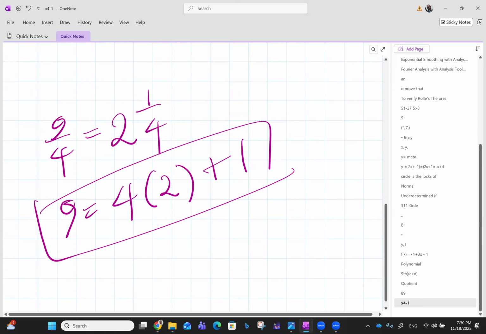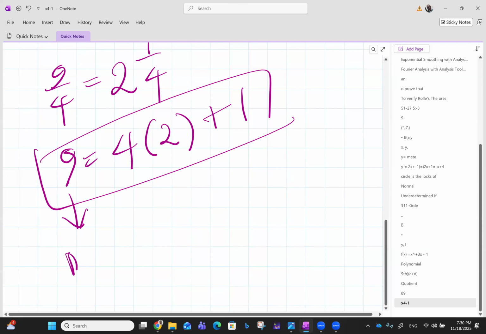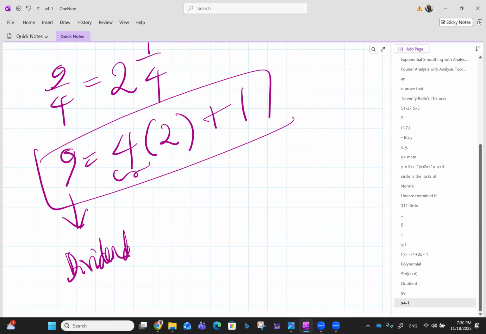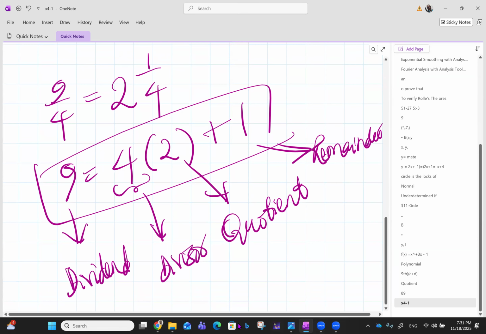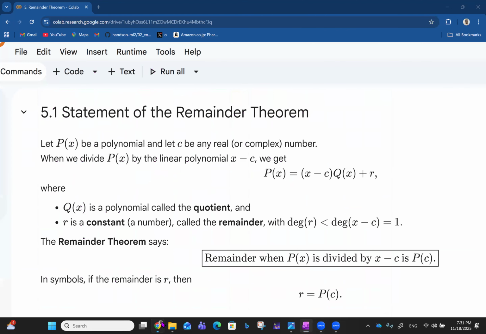So here, like I've always said, this is the dividend, this is the divisor, and this is the quotient, the result you get when you divide, and then you have the remainder. That's the idea all the way. For numbers, you can relate with that easily. So with that, we want to bring that into the case of polynomials. That's exactly what you have right here.